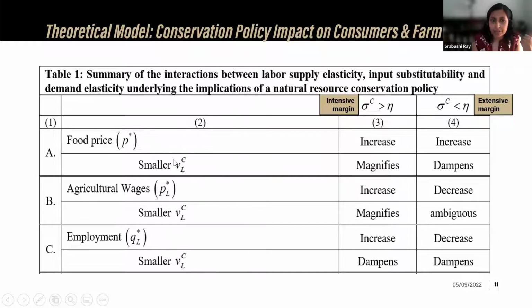And then if the labor supply elasticity is smaller, as we have seen before, in this case the food price increase is magnified. At the same time, the agricultural wage increase is also magnified. However, fewer workers are able to enjoy the magnified increase in wages because the overall increase in employment is dampened. So all this table essentially argues that we need to better understand the VL parameter, which is what this paper is aiming to do.